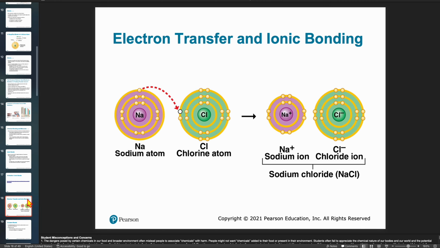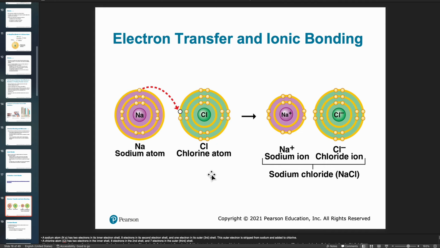So here's an example. This is table salt, sodium and chloride. The way table salt stays together as a crystal, as a thing, is because sodium wants to give away one electron and chlorine wants to gain an electron. Now, the goal is to have the even number of electrons on the outside.